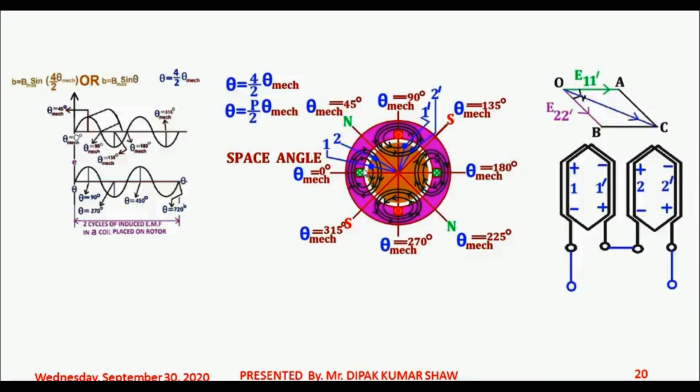You can just view over here that this is your coil side 1, this is your coil side 1 dash, this is coil side 2, this is coil side 2 dash. So what you can figure out is that the span of the coil 1 dash over the rotor periphery, or the span of the coil 2 dash over the rotor periphery, is not 180 degree, rather it is 90 degree.